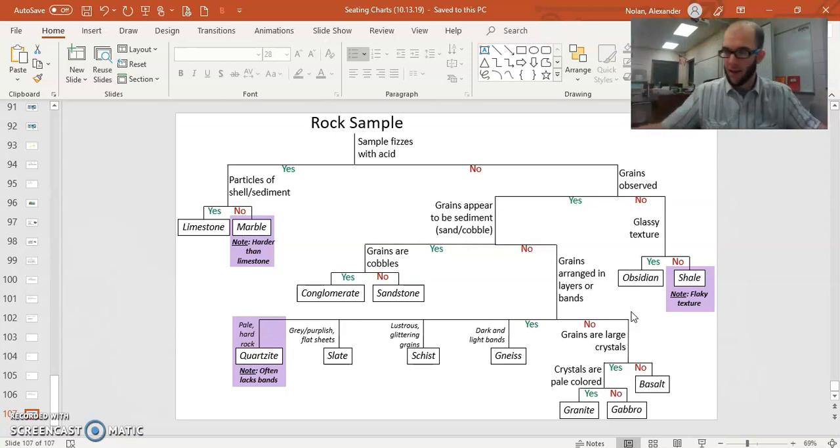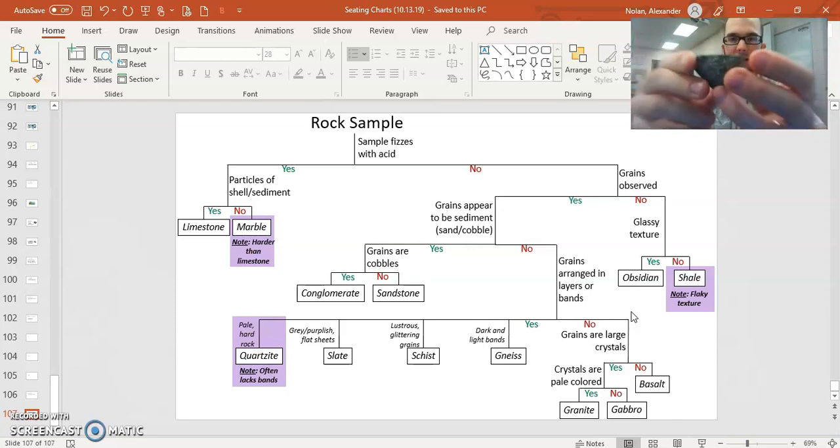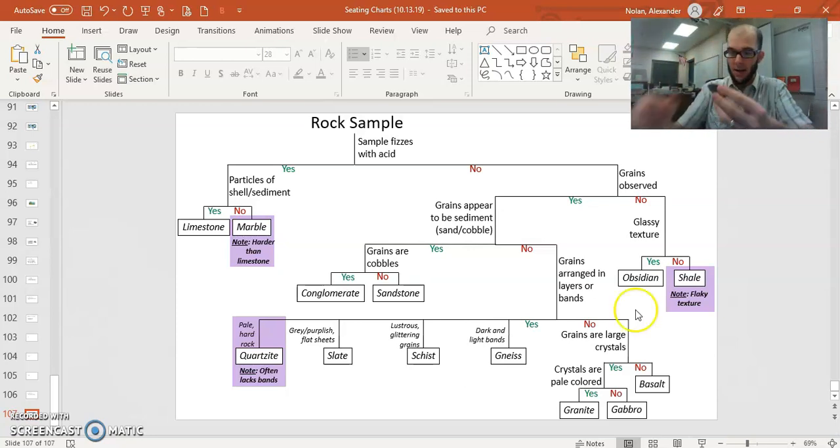Let's look at a rock that's actually kind of similar to obsidian, and we're going to try to figure out, well, can we tell this rock apart from obsidian based on its characteristics? So we're going to take our rock, and we're going to take a little bit of acid. That's our first question. I'm going to put a little drop of acid on it, and I do not see any fizzing. I don't know if you do, but I don't see any fizzing on there. So we're going to take a right for no.